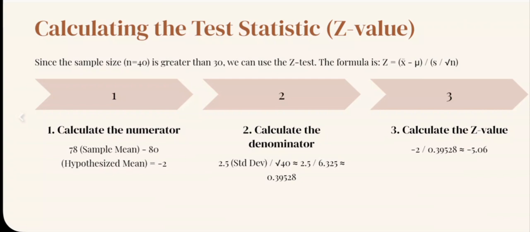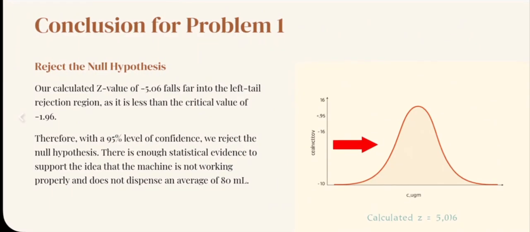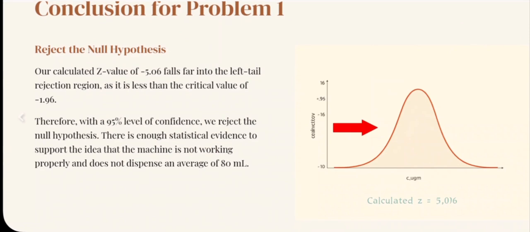Now, if we place that on the number line, on the graph, it's in the far left. Notice that it's in the shaded area, the rejection region. So this tells us that we should reject the null hypothesis. We could say that with a 95% level of confidence, we cannot accept the null hypothesis that the average amount of fluid dispensed by the machine is 80 milliliters. So with 95% confidence, we believe that the machine is not working properly. And that's all we could do for this problem.